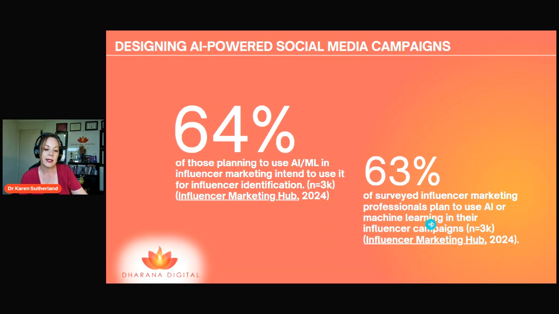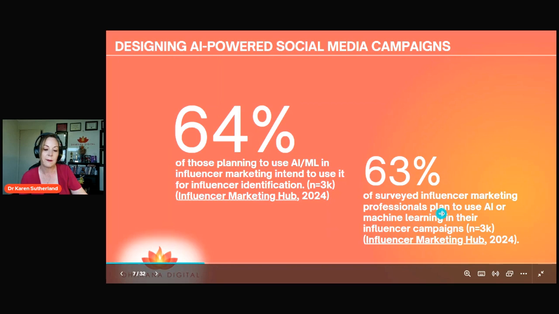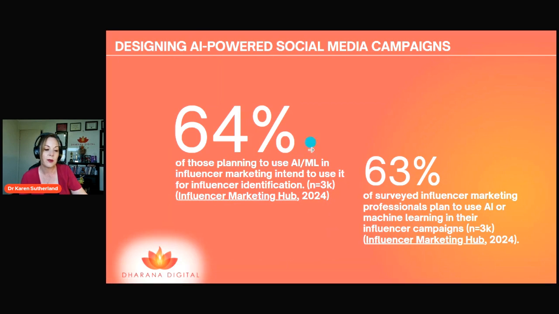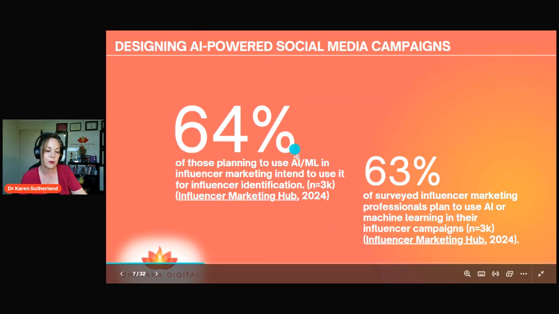The other stat I've got here is that 63% of that same sample of 3,000 marketers plan to use AI as well in their campaigns. So this is more about identification of which influencers are going to be a good fit, but this is more around analyzing the success through machine learning. But enough of the stats.